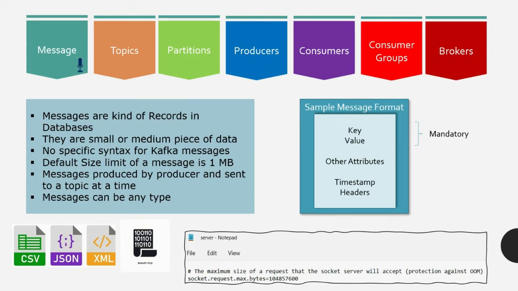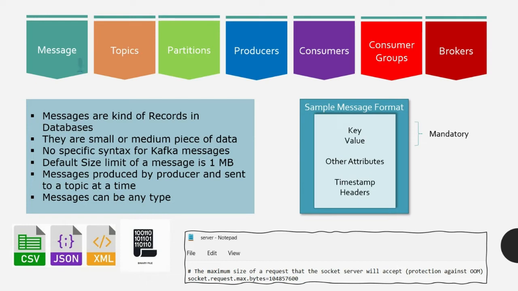Kafka can handle millions of messages and has the ability to scale up, which we have seen in the earlier presentation. The Kafka message is a small or medium piece of data that can be used by the consumers. By default, as I mentioned earlier, it is 1 MB in size, but based upon requirement, this size can be altered in the configuration setup, as seen at the bottom of the screen.